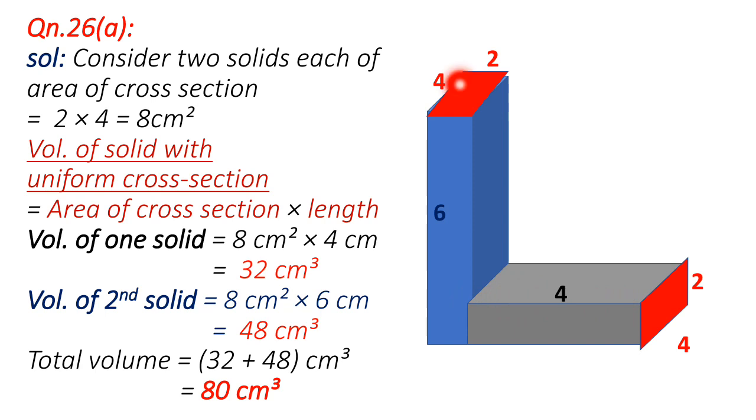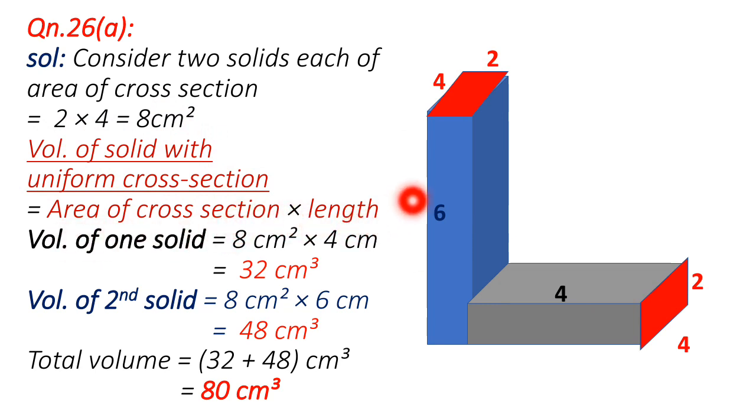Now we have the same area of cross section here also, so we can use the same idea, and that area of cross section is multiplied with that uniform length. That means this cross section is continuous up to these 6 centimeters, so this is to be multiplied with 6 centimeter, correct. So the first thing to be measured here is the area of cross section. See, easily we have calculated. Consider two sides, each of area of cross section 2 into 4. That one is 2 into 4, that one is also 2 into 4. So 8 square centimeter is the area of cross section, and we know that the volume of a solid with uniform cross section is equal to the area of cross section into length.